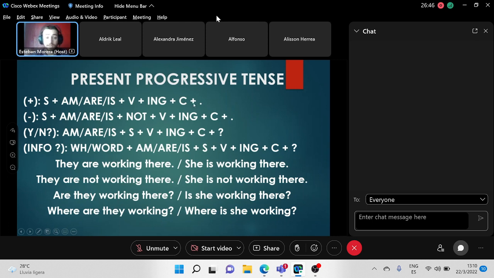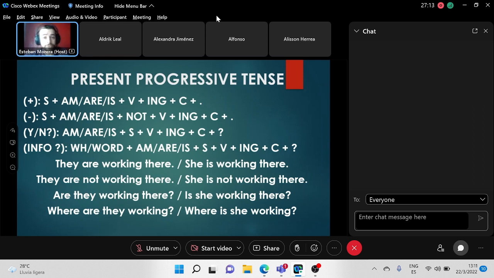For example, I am speaking right now. You are listening to the teacher. You are listening to the professor. You are taking a class. I am giving a class. I am looking at the computer. I am using the computer. You are using your computers as well. Actions that are happening right now.